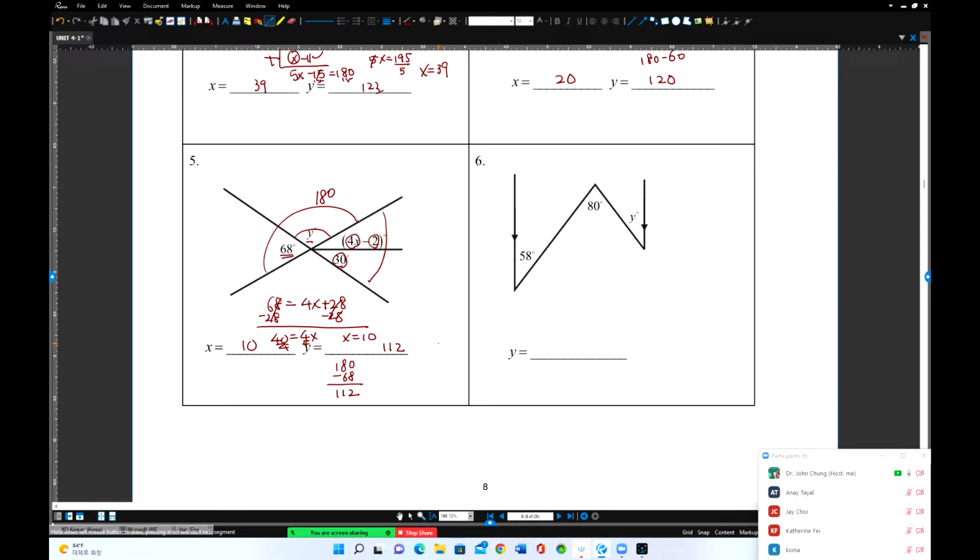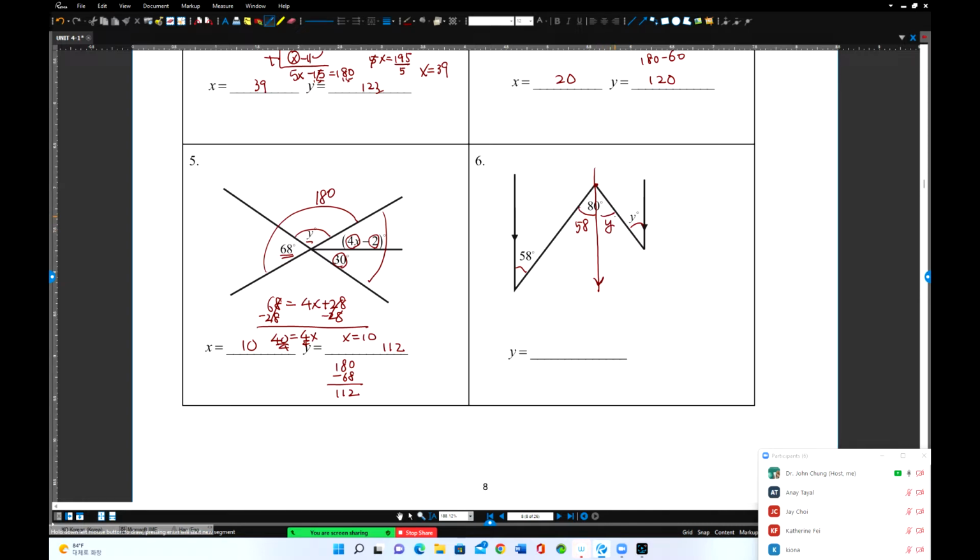Alright, number 6. We have two parallel lines there. Always, when you have a vertex, you make another parallel line. Okay? I told you. But this angle, what is that? Alternate interior angles, the same angles. This is also 58. This is also why they are alternate interior angles.